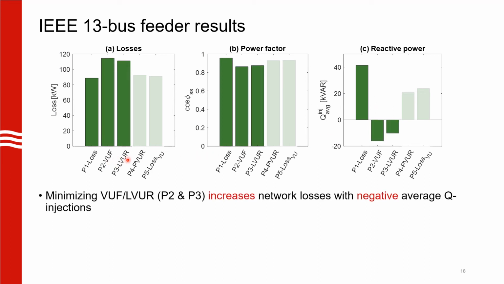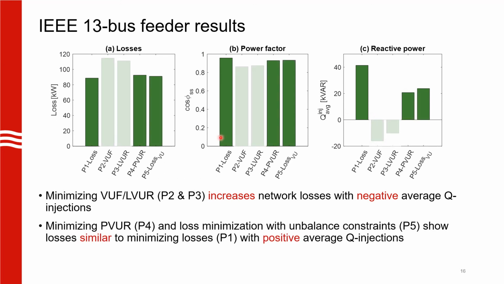Minimizing VUF or LVUR actually increases losses and reduces the power factor at substation. This is because now we have negative reactive power injection, which means they're absorbing reactive power from the grid and the balance is now coming from the substation. Minimizing PVUR or case P5, where we minimize loss subject to unbalanced constraints, shows losses that are very similar to our base case. This is because we have positive reactive power injections, and that is why we also have a good power factor at the substation.